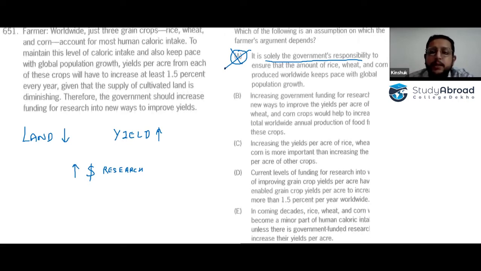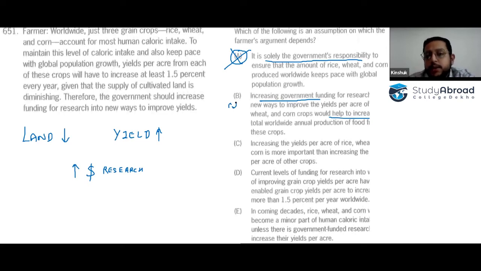Now let us look at answer choice B. B says increasing government funding for research into new ways to improve the yields per acre of rice, wheat, and corn crops would help to increase total worldwide annual production of food from these crops. Now it says increasing the funding will do what? Increasing the funding will help to increase. That is the idea behind it, right? Isn't that why the author is saying that government should increase the research so that they could improve the yields, right? So you should not eliminate this answer choice, you should hold on to it.